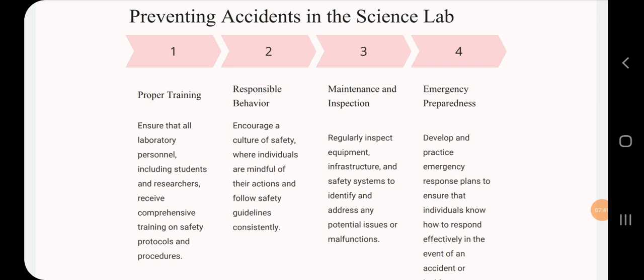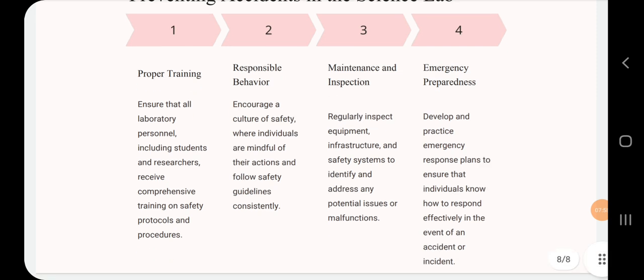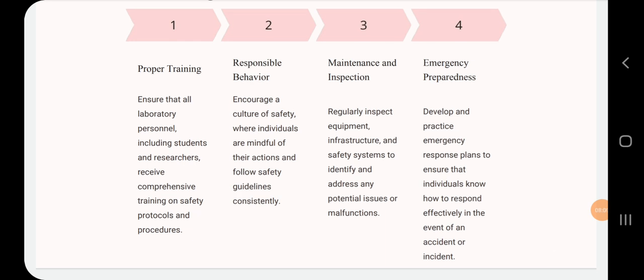Maintenance and inspection. Regularly inspect equipment, infrastructure, and safety systems to identify and address any potential issues or malfunctions. Emergency preparedness. Develop and practice emergency response plans to ensure that individuals know how to respond effectively in the event of an accident or incident.